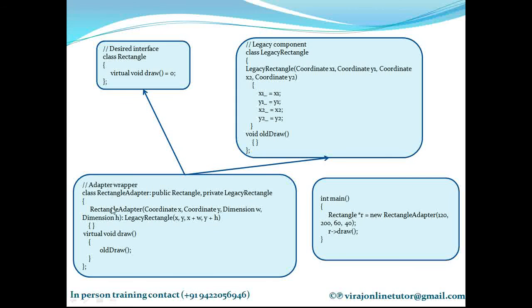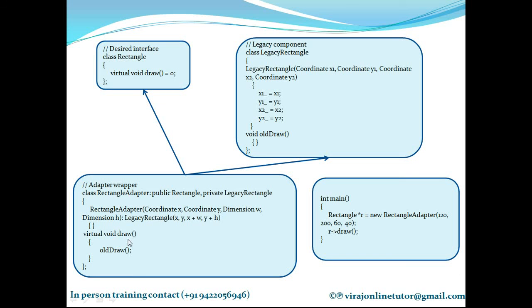So here in the constructor of rectangle adapter, I again accept 4 arguments, but I accept coordinate x, coordinate y, width and height of the rectangle. Then I convert them to legacy rectangle by specifying x and y coordinates, but the next coordinates that a legacy rectangle expects are the bottom right corner in the form of x2, y2. So I do x plus width and y plus height, which gives me x2 and y2, bottom right corner x, bottom right corner y.